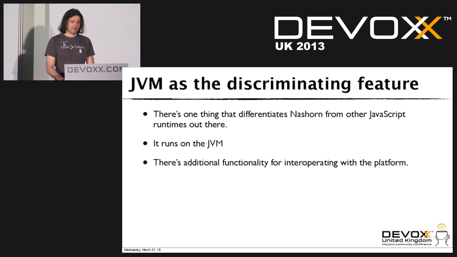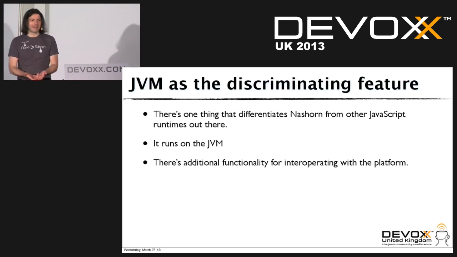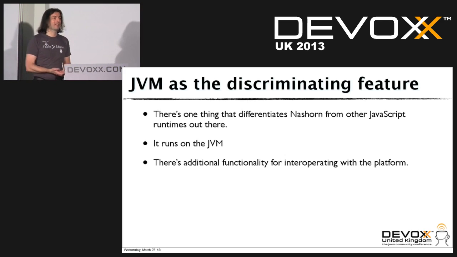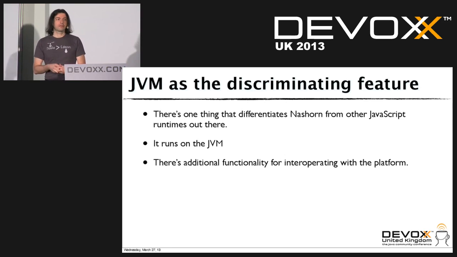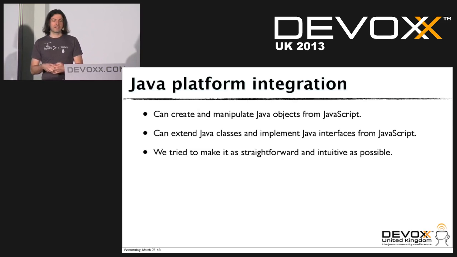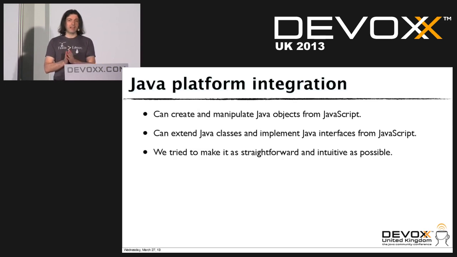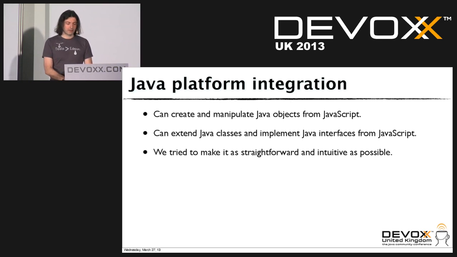Because there is obviously one big discriminating feature of Nashorn when compared to any other JavaScript runtime, and that is the thing actually runs on the JVM. So we do have a bunch of additional functionality for actually interoperating with the platform, and these are the interesting parts, right? You can run anything JavaScript on it, but the real interesting parts of this runtime are where you can actually work with Java libraries.